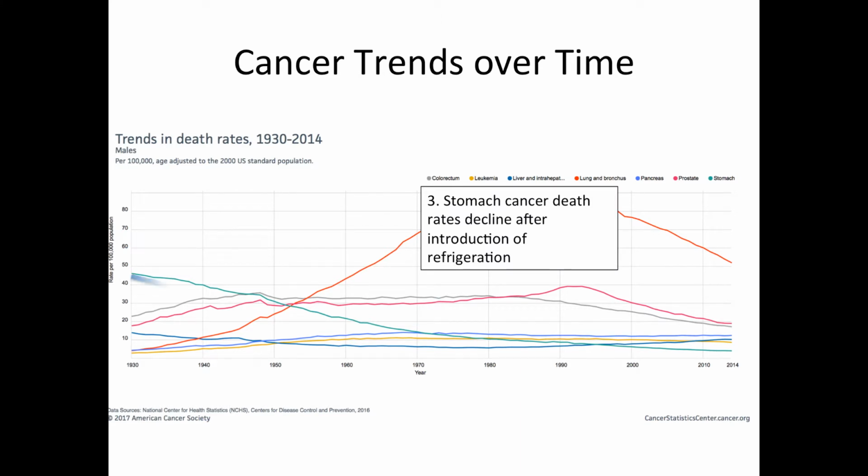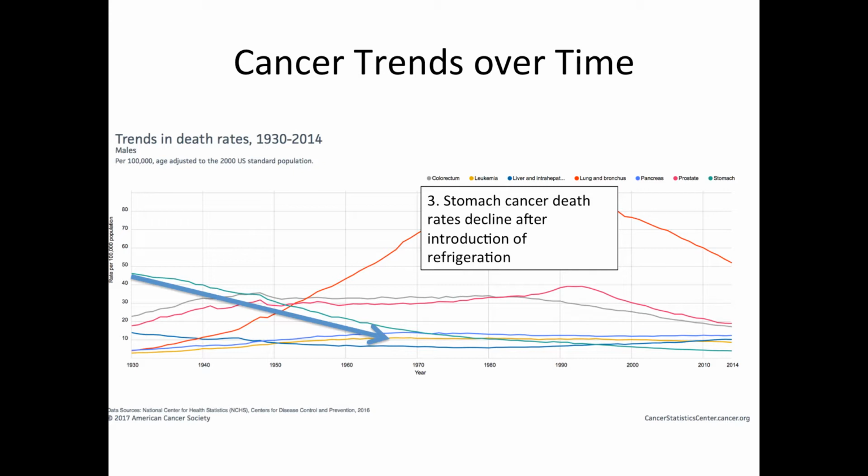We also see stomach cancer death rates. Stomach cancer was the number one killing cancer in men in the 1930s, and we see those rates go down. On the left side of this figure, stomach cancer is the number one cause of death of the cancers listed. On the very right side, just above 2014, that light green or teal line for stomach cancer is now the least likely cause of cancer death of the 6 cancers listed here.